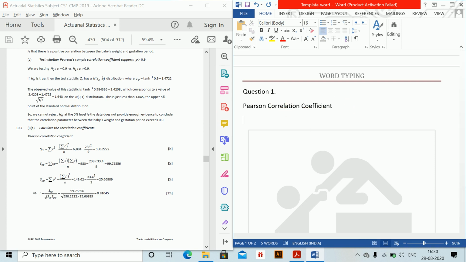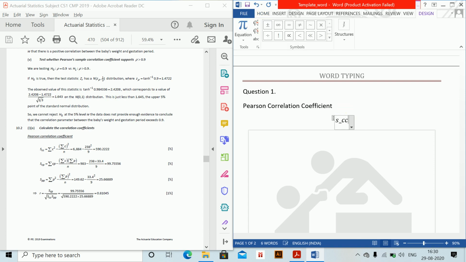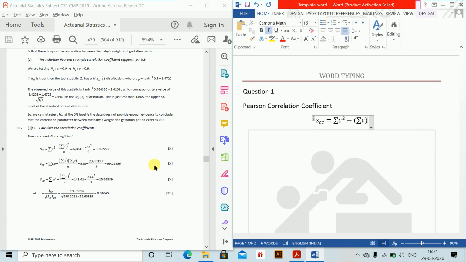So first, S underscore CC is equal to the summation of C square minus the summation of C whole square divided by n, which is equal to 6884 minus 238 square divided by 9, which is equal to 590.2222.